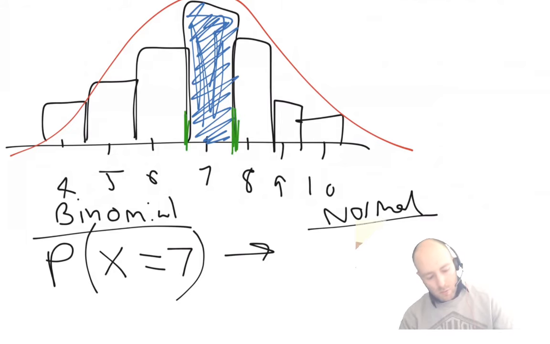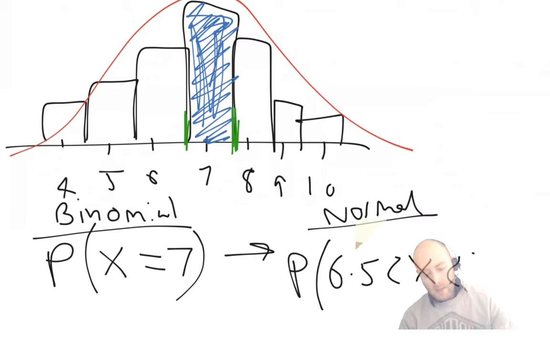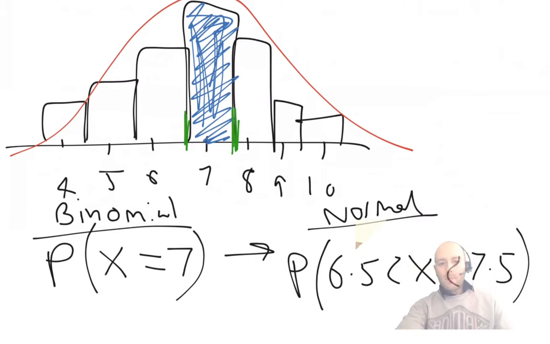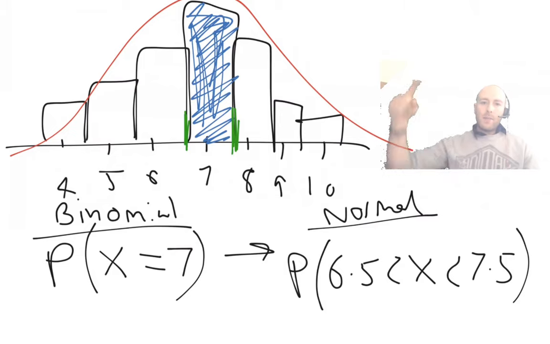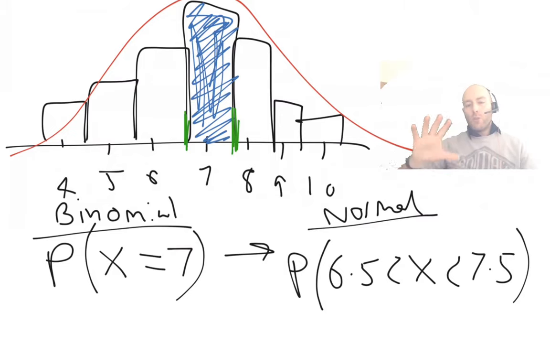So on the normal distribution, we're going to type in probability 6.5 less than x less than 7.5. And if we've found mu and sigma correctly, if we've done the continuity correction, we should get a pretty good approximation to the normal probability. So let's put those two ideas together and see if it works.